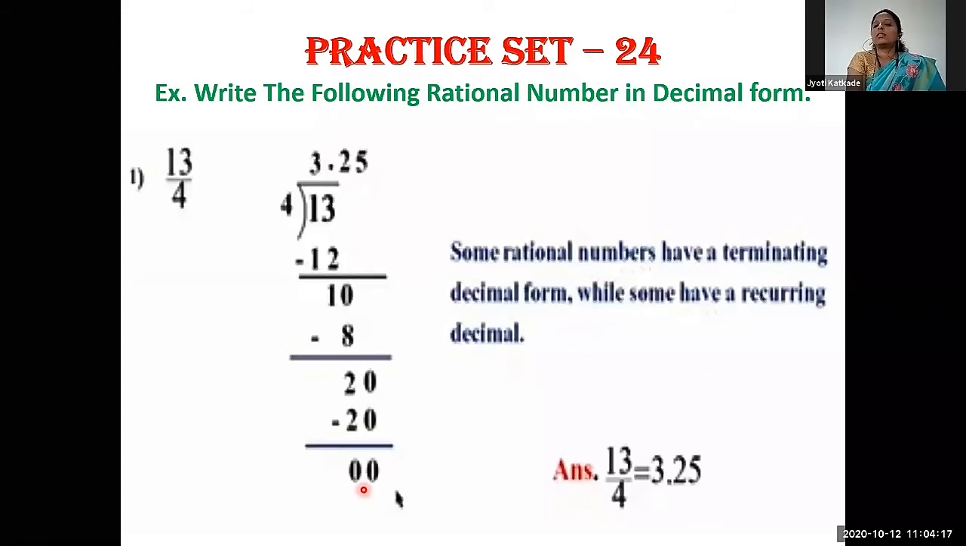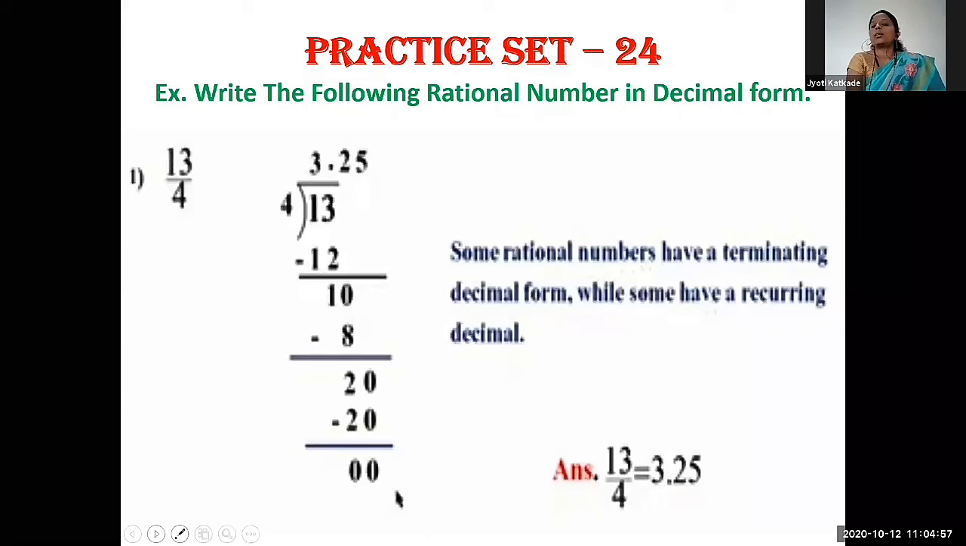Which form is this? It is terminating decimal form. Why? Because we get remainder as 0. Now our answer is 13 divided by 4 is equal to 3.25. Some rational numbers have a terminating decimal form while some have recurring decimal form. I think all of you understand the difference between both. When we get remainder as 0, as in this example, this is the terminating decimal form.